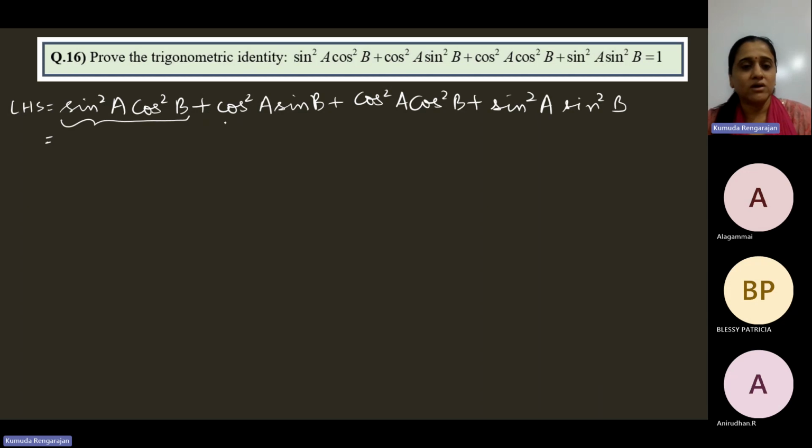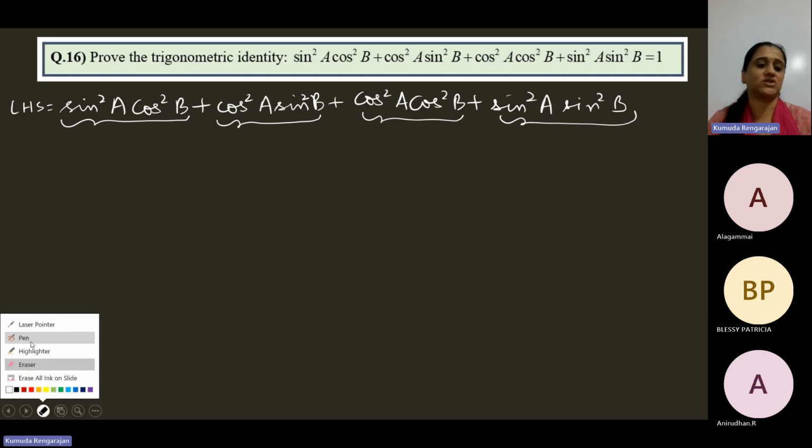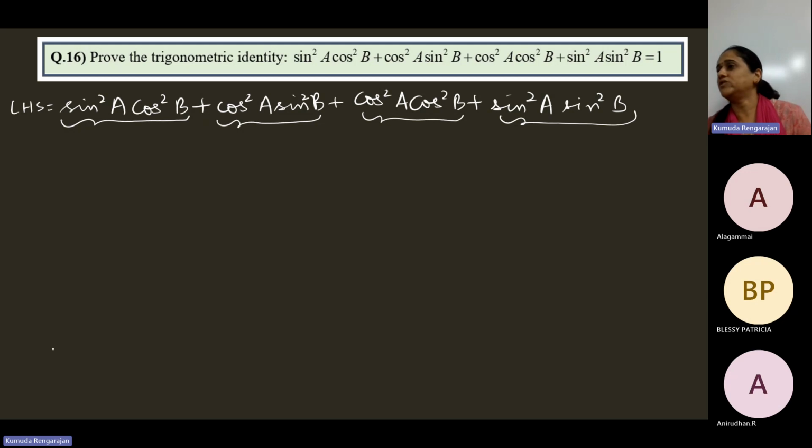I'll just put a bracket. First term, second term, third term, fourth term. All the terms are separated by a plus sign. That's okay. Sign can be anything. There are 4 terms. Now, between the first and second term, is there anything common? Sorry, sin square. Between the first and second term, is there anything common? No. Then you have to rearrange. If there's nothing common, you have to rearrange.